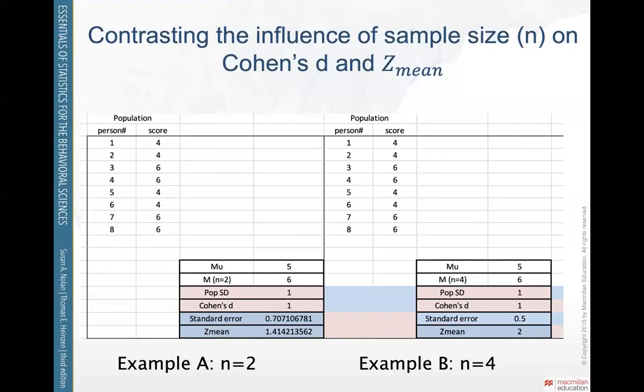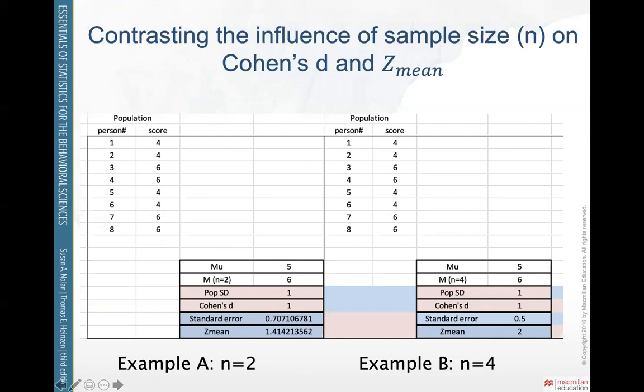Okay, so let's look at this example. For each example, here's example A, here's example B, we have the exact same population. Here's a very small population, only 8 people. Everyone in the population happened to get a score of 4 or 6. Let's just pretend it's some score on a quiz or some measure of intelligence. These are the scores of all the people in the population. It's the exact same population over here, the same population you see right here.